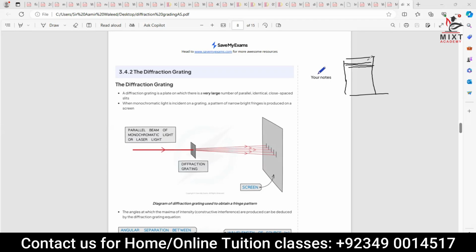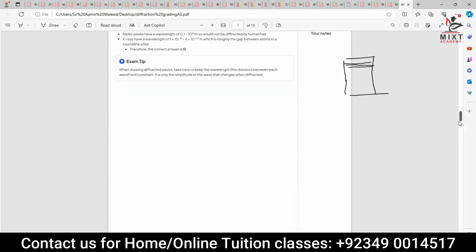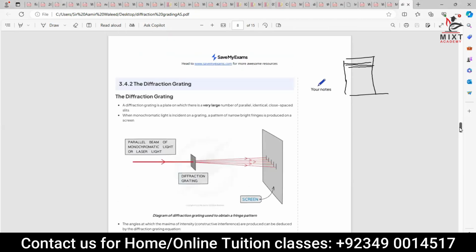So a diffraction grating is a plate on which there is a very large number of parallel, identical, closely spaced slits. Previously we talked about Young's double slit. Sorry, it's a different one. Previously we were talking about just two slits. Here we are talking about multiple slits. That's what we call a plate with a very large number of parallel, identical, closely spaced slits, right? So that's what we call a diffraction grating.